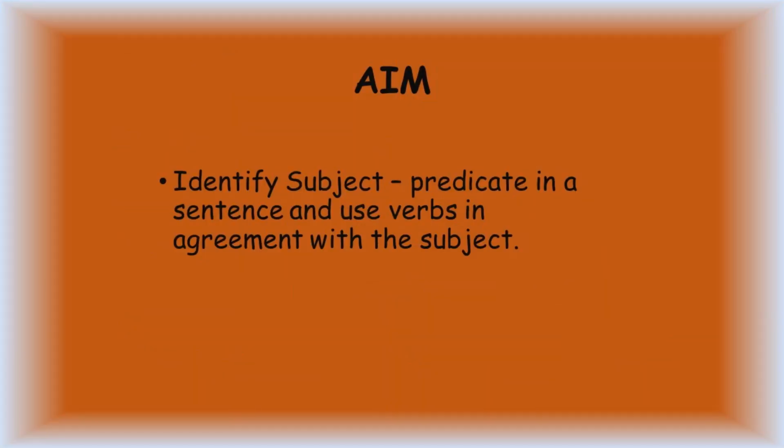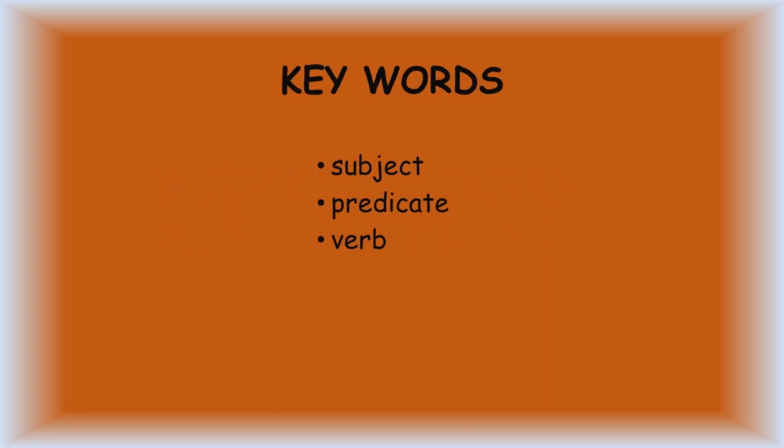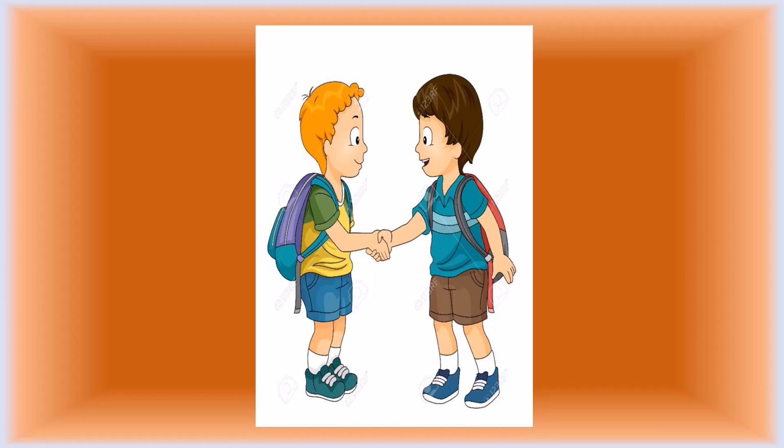Today's aim: identify subject predicate in a sentence and use verbs in agreement with the subject. I repeat, identify subject predicate in a sentence and use verbs in agreement with the subject. And the keywords are subject, predicate, verb. Now let's continue with the conversation of our two friends, subject and verb.